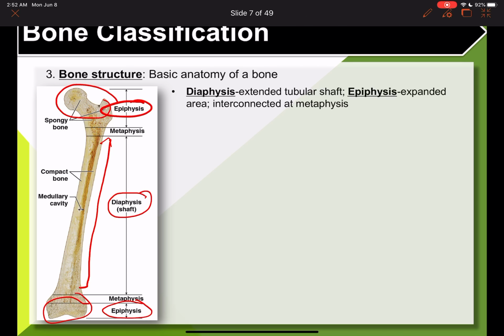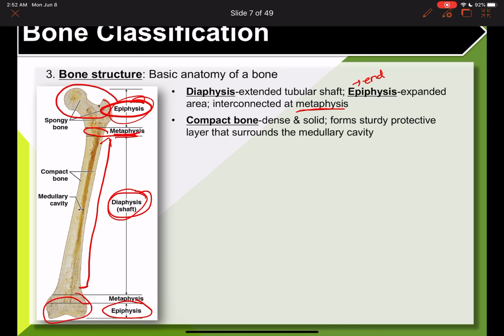So epiphyses, you don't have to distinguish between proximal versus distal epiphysis. Just know at least epiphysis, because it starts with the E, for me, it tells me that it is the two ends of the bones. And then between diaphysis and epiphysis, you have something called the metaphysis that connects the diaphysis with the epiphysis. Okay, so that little middle portion there is the metaphysis.